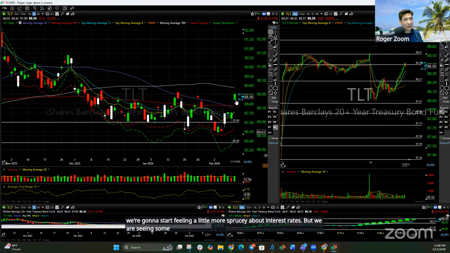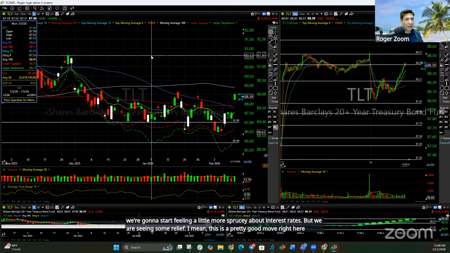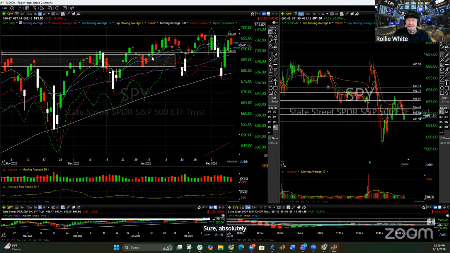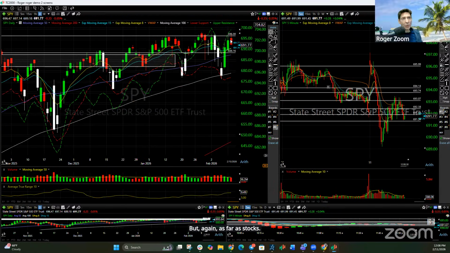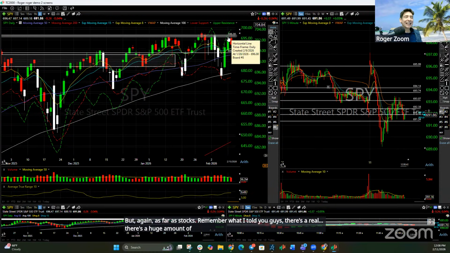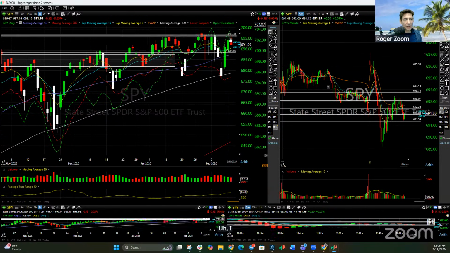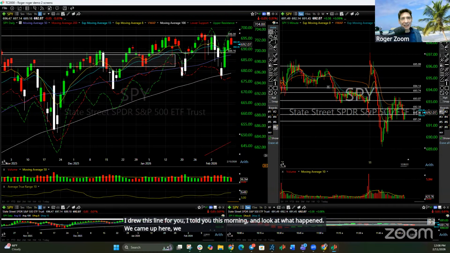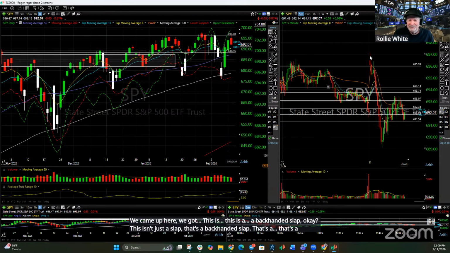This is a pretty good move right here in the bond market. But again, as far as stocks, remember what I told you guys. There's a huge amount of resistance near the 696. I've been saying it since day one. I drew this line for you. I told you this morning, and look at what happened. We came up here. This is a backhanded slap. This isn't just a slap. That's a backhanded slap, a slap that'll hurt you for several days.